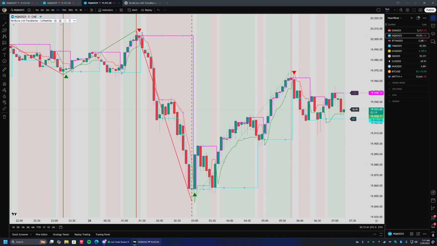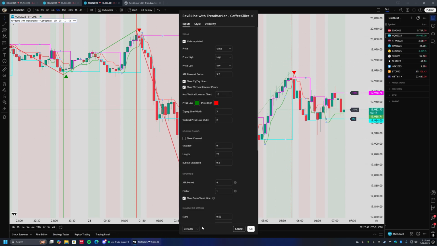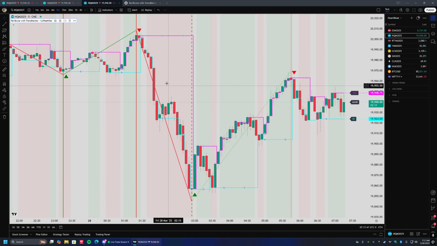For the simple reason is when you first load this, I have it set up to where, let's reset the settings, the super trend line is not going to show. The parabolic SAR, sorry, is not going to show. Remember, you can turn those things on, but when you first load it, it's going to look just like this.